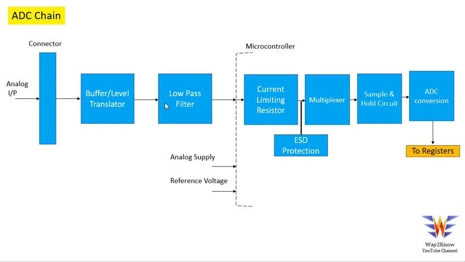So the microcontroller ADC pin has several protection mechanisms like a current limiting resistor. For example, let us assume there is no level translator here, and then you have applied a huge voltage. In that case we have to limit the current, so that will be handled by this current limiting resistor. If you do not have a current limiting resistor in the microcontroller you selected, we have to use this externally.